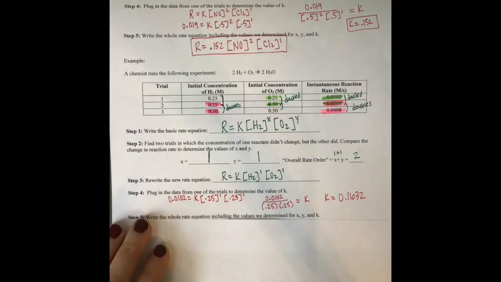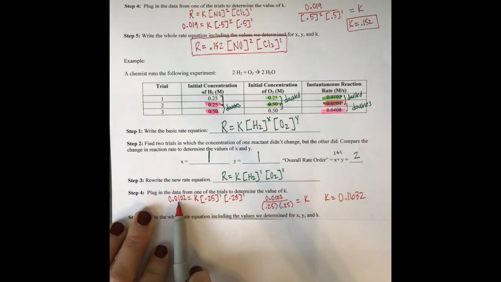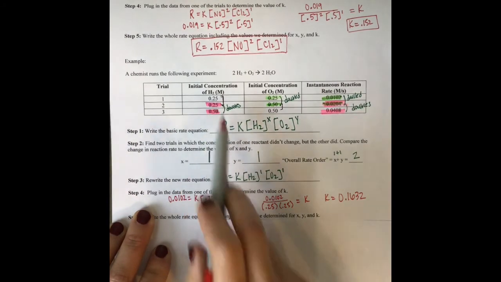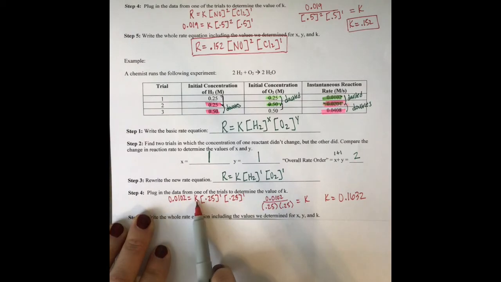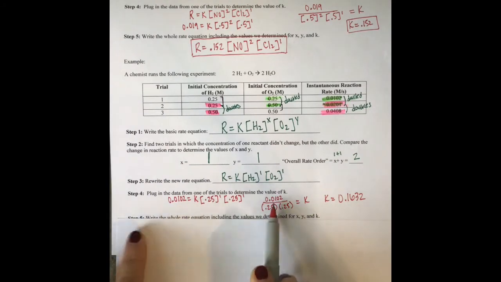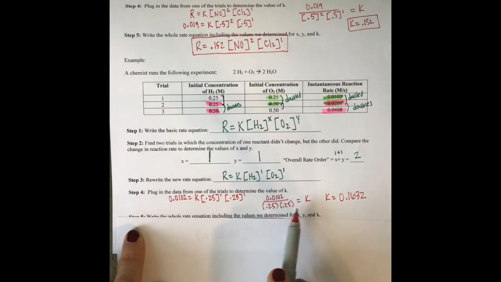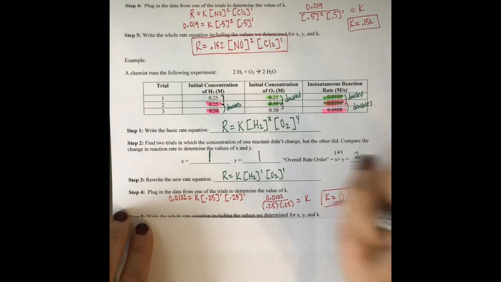Okay, in step 4, I just took the data from trial 1. I said that the rate, 0.0102, is equal to K, which we don't know, times the concentration of hydrogen gas to the first, times the concentration of oxygen gas to the first. And then I solved this for K by moving these 2 concentrations to the denominator. Remember to be careful with how you're putting this in your calculator. K should equal 0.1632.